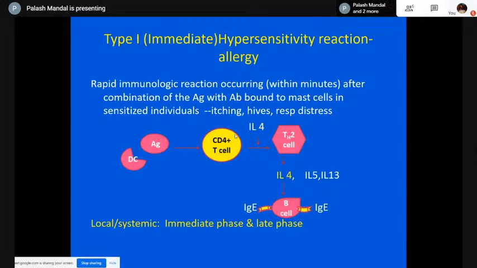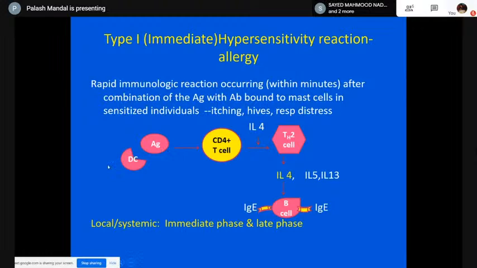And how does it express as a reaction? It expresses as itching, wheal formation, and even respiratory distress. So as you can understand, this reaction is not a good thing to happen. This immunological reaction is not a good thing, because once a person is experiencing respiratory distress, itching, is it good for the person? No. So that is why it comes in the category of hypersensitivity or exaggerated immune reaction.